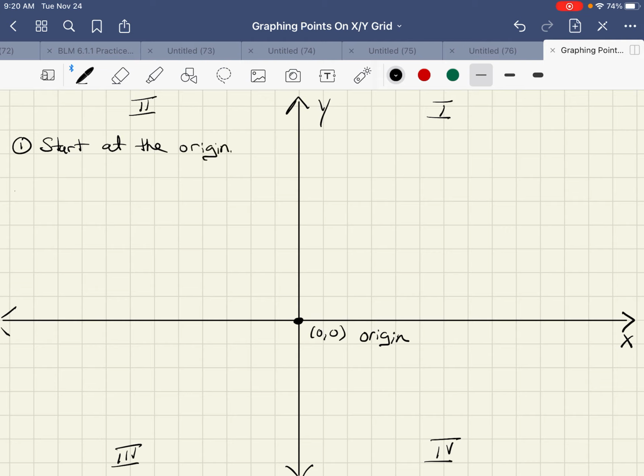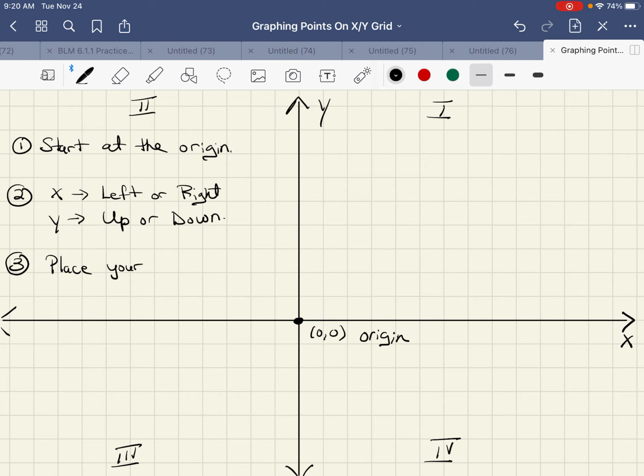Then you're going to graph your point, and your X coordinate is going to tell you to go either left or right. And then your Y coordinate is going to tell you to either go up or down. And then after you do your X and your Y parts, then you're going to place your point where you end up.